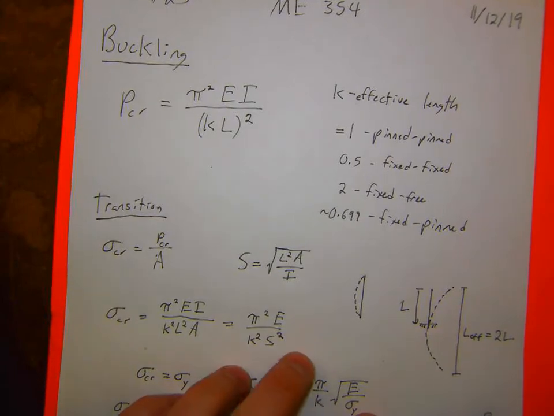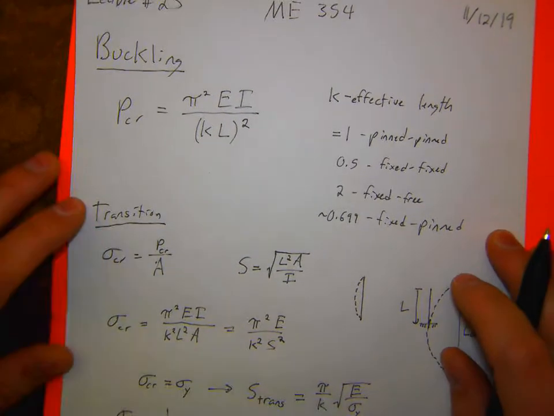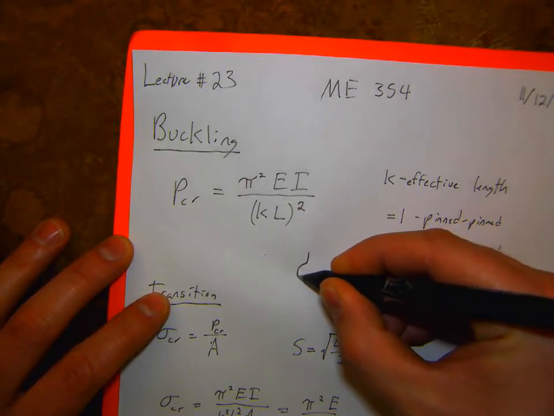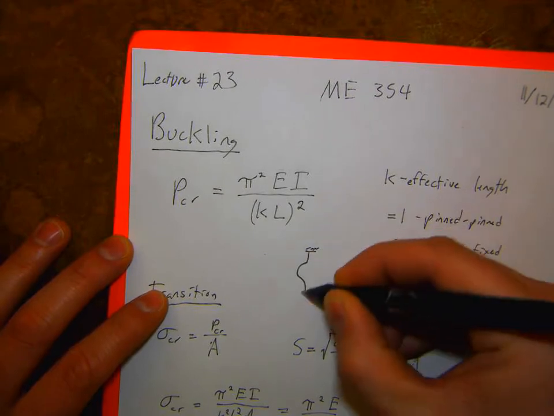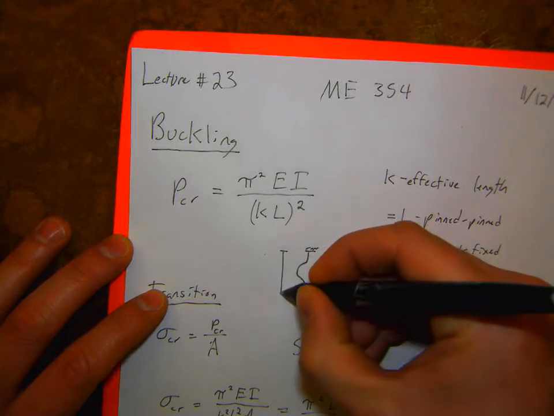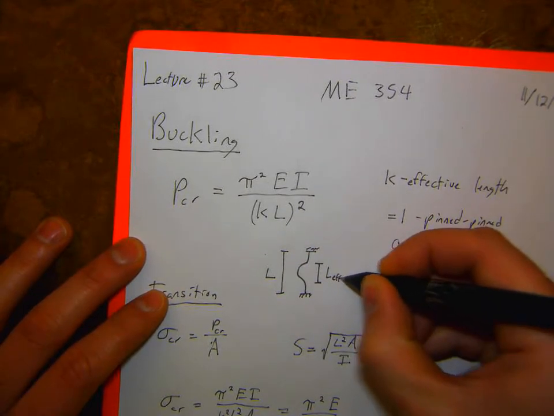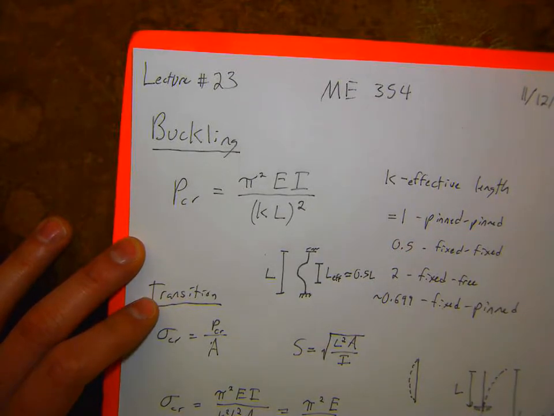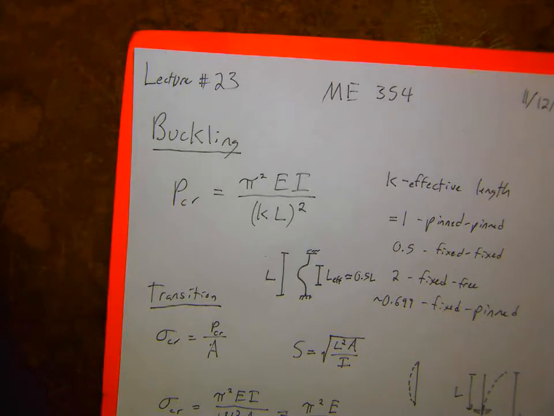For a fixed beam, I'm going to draw this over here and just take up more space in the middle. This is an exaggerated buckled shape, but you can say that even though the length here is L, the L effective is 0.5 times L, because that middle section of the beam looks like the pinned buckling case. And so this is what we're defining our effective length relative to. Cool.